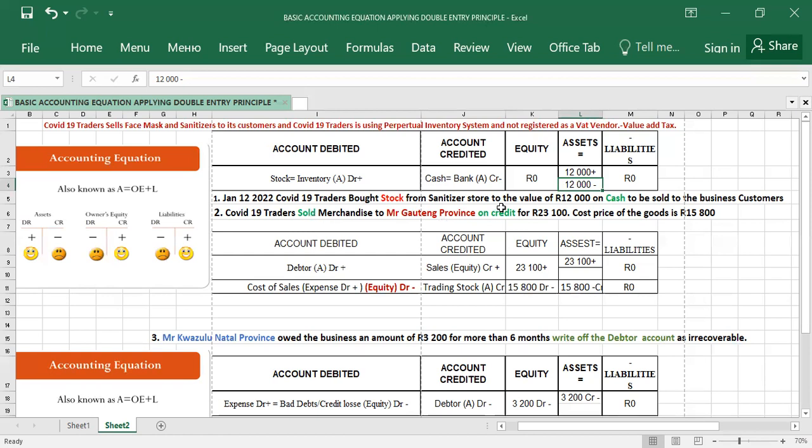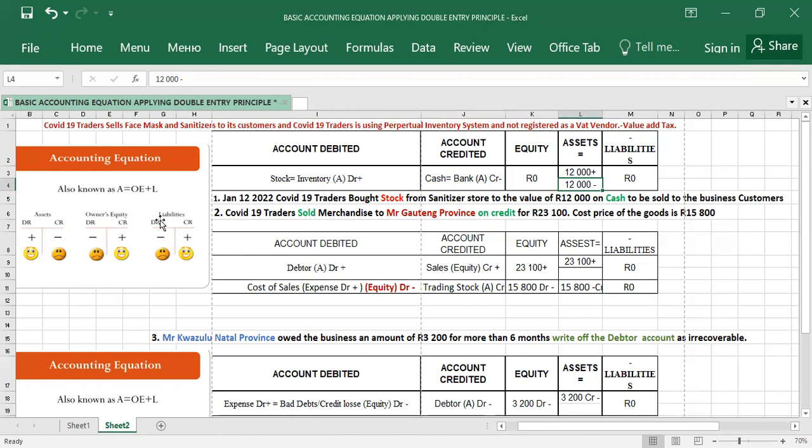How many accounts have been affected? The words sold on credit, it's one word. It creates the first account, the sales account. The words Mr. Gauteng is the second account. It is creating a debtor account. Mr. Gauteng is a debtor. Sold on credit creates another account which is known as sales.